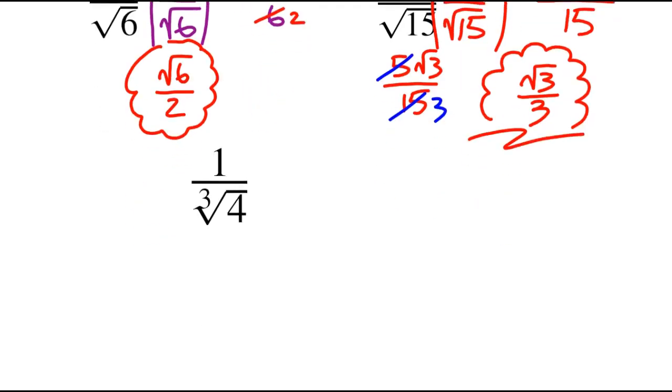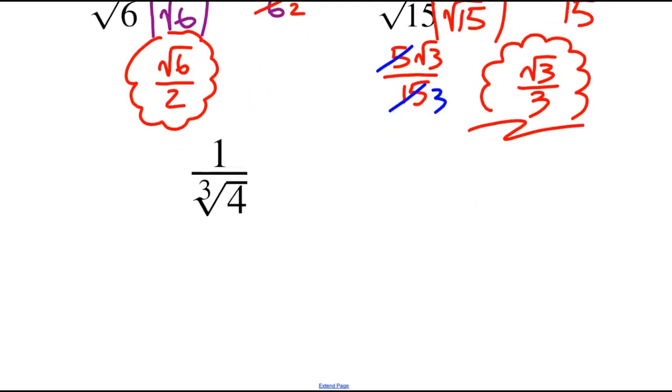Okay, now down here is a little bit more fun because now we have 1 over the cube root of 4. So listen, if you want a cube root to go away, you have to cube it. So now it's a little trickier. We have to multiply by cube root 4 times cube root 4, a grand total of 3 times.